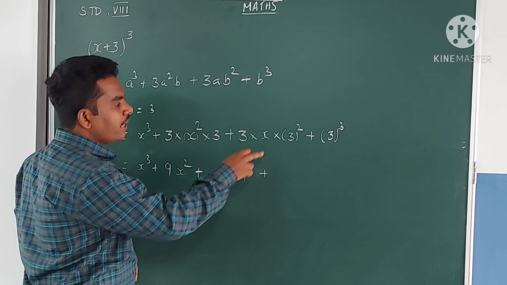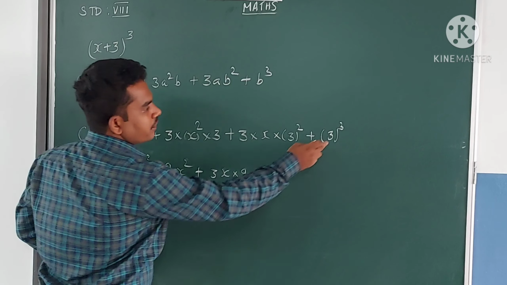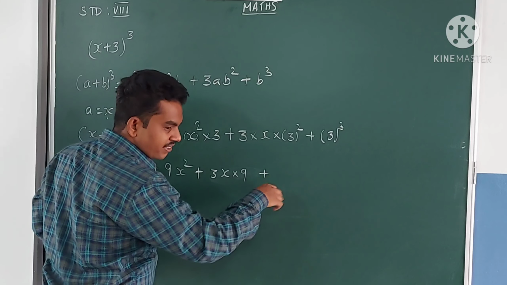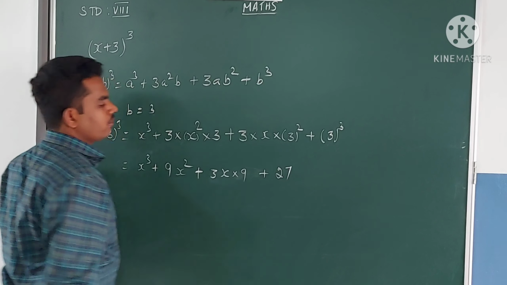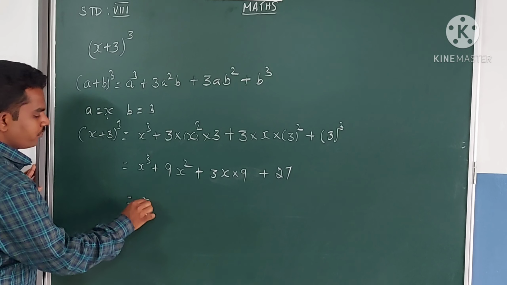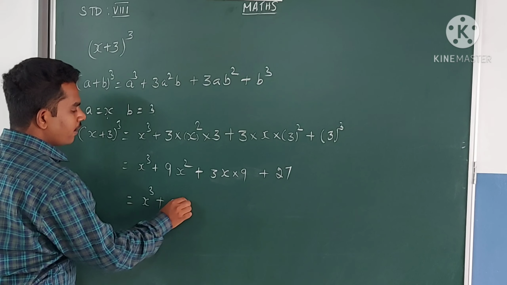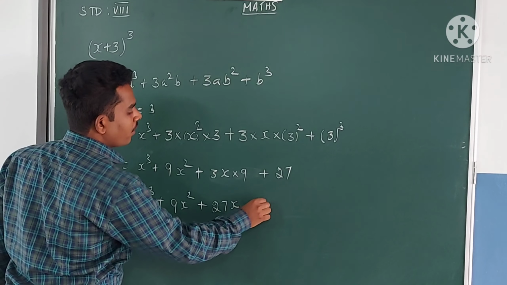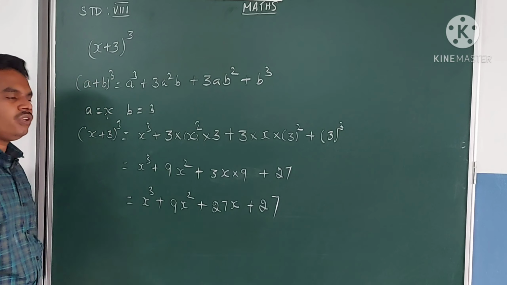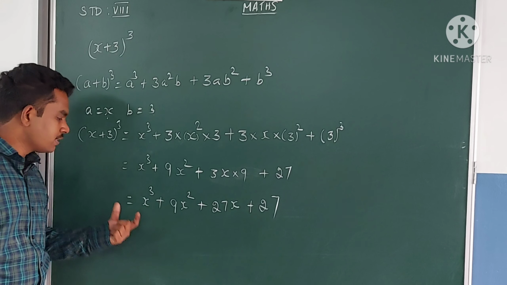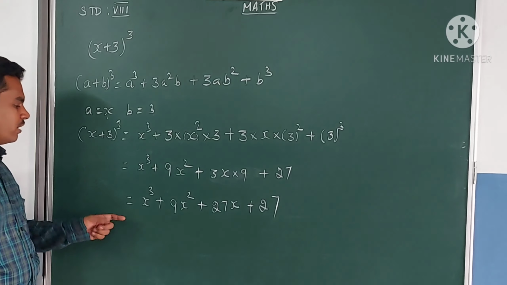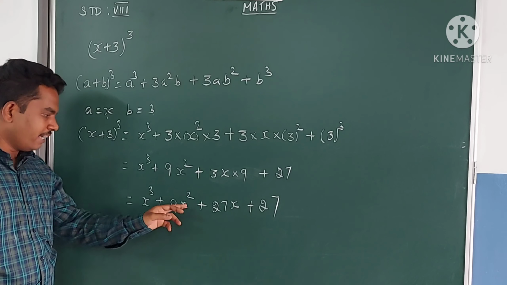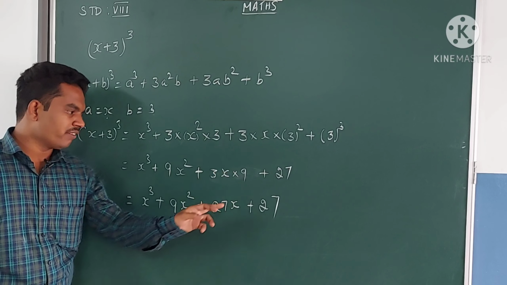Some students are writing 3 square equal to 6. 3 cube means 3 into 3 into 3. So 3 3s are 9, 9 3s are 27. Next, x cube plus 9x square, 3 9s are 27x plus 27. So this is the final simplified step. So the value for (x plus 3) the whole cube equal to x cube plus 9x square plus 27x plus 27.